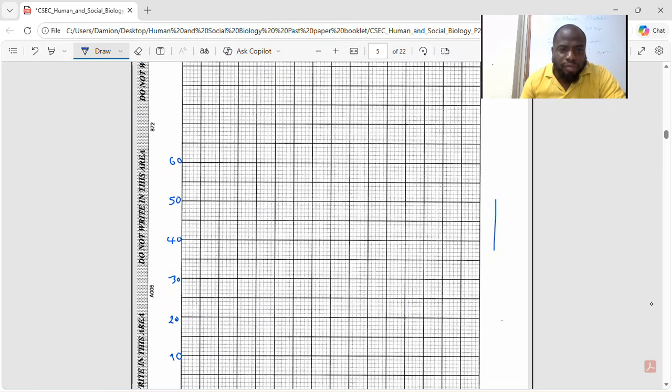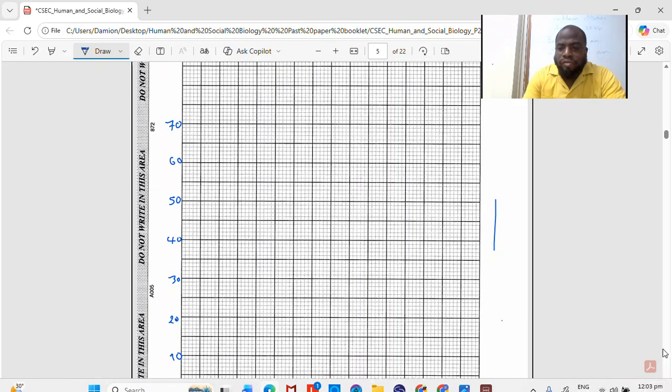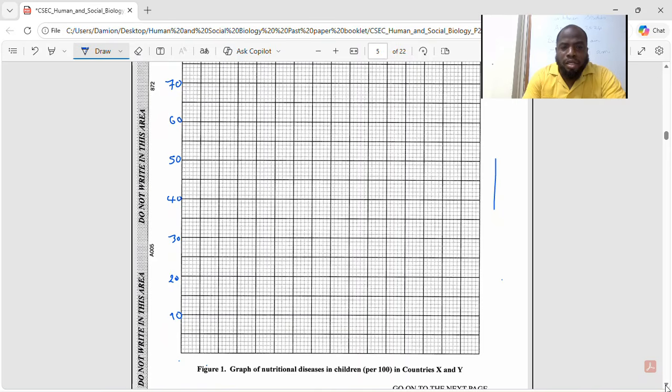And we have 70. So we're doing a bar graph, so we're using bars to represent. If you can recall, we said that we are using the x-axis for the disease, and I'm just using the letter, so M for marasmus, and of course it would have been 65 for country X. So we know somewhere about here.